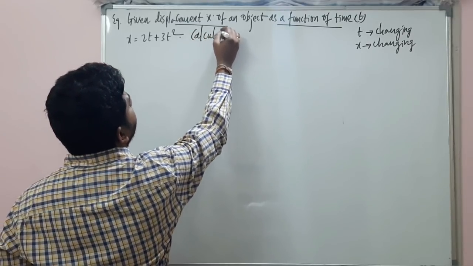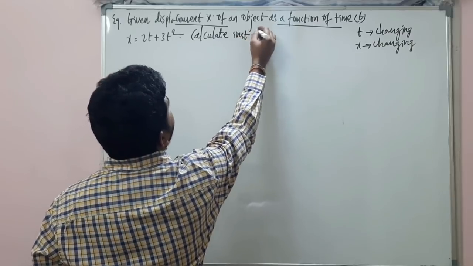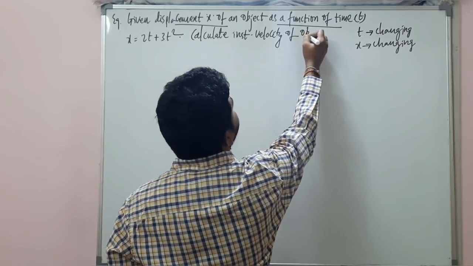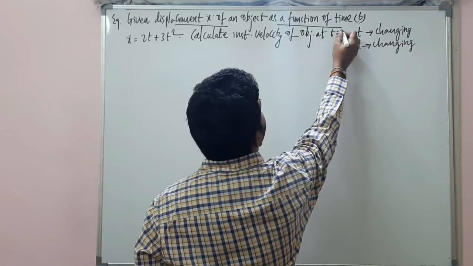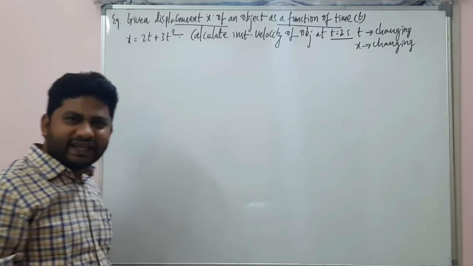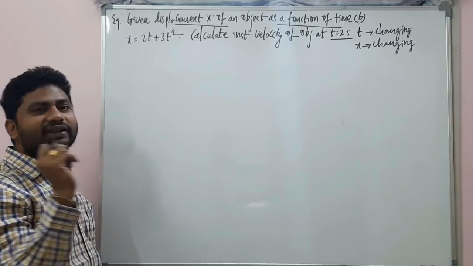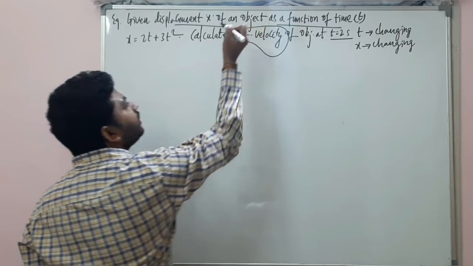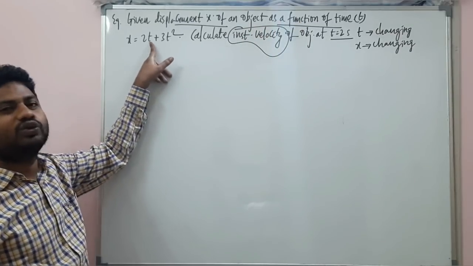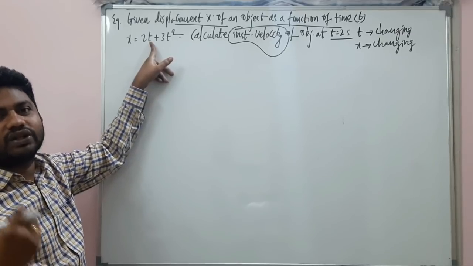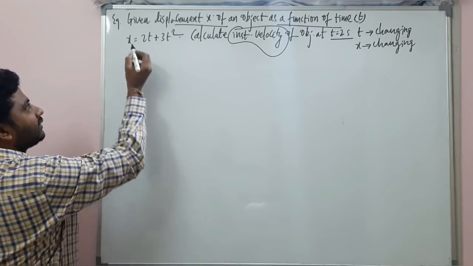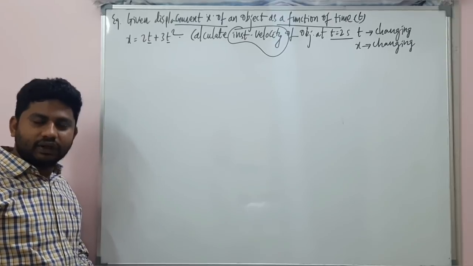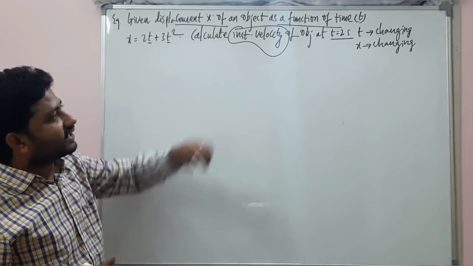Now, the question is: calculate the instantaneous velocity of the object at t is equal to 2 seconds. Exactly at 2 seconds, what is the instantaneous velocity? Do not substitute t equals 2 seconds here. Understand, most of the students make this mistake. They simply substitute 2 here, 2 into 2 plus 3 into 2 square. That is not the answer.